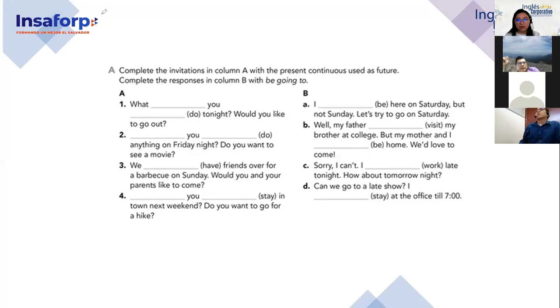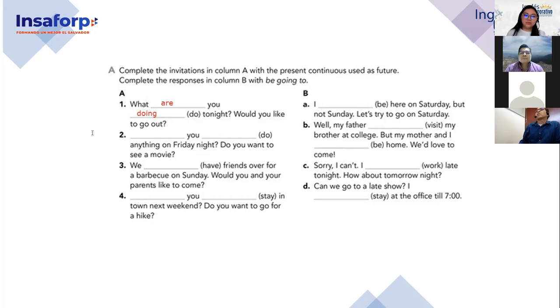The first one that we have here. And it says, remember, this is a question. Number one, what? Y luego tengo la información, you and do. I need to write the verb to be here. What are you? Verbo más ing. What are you doing tonight? Would you like to go out?